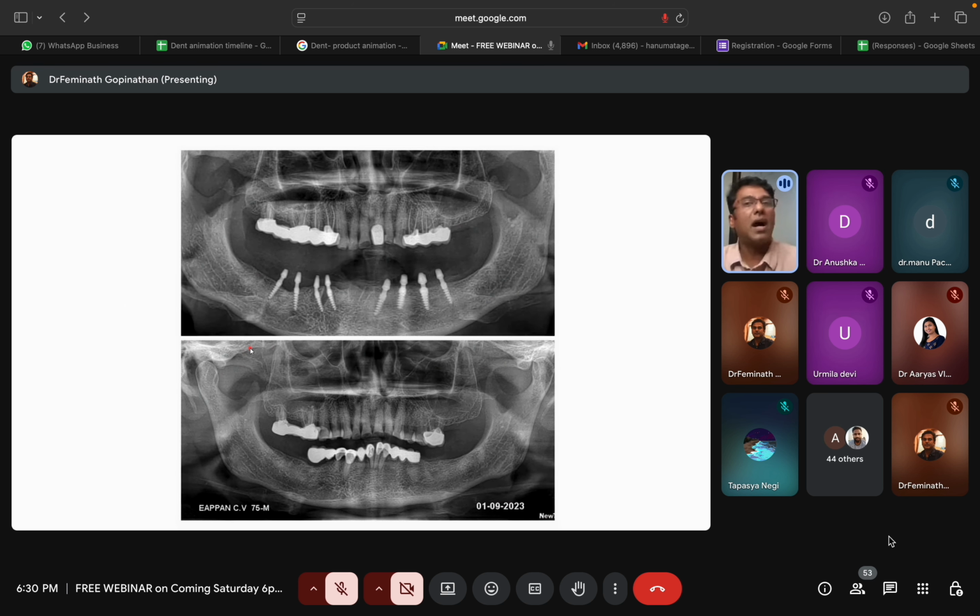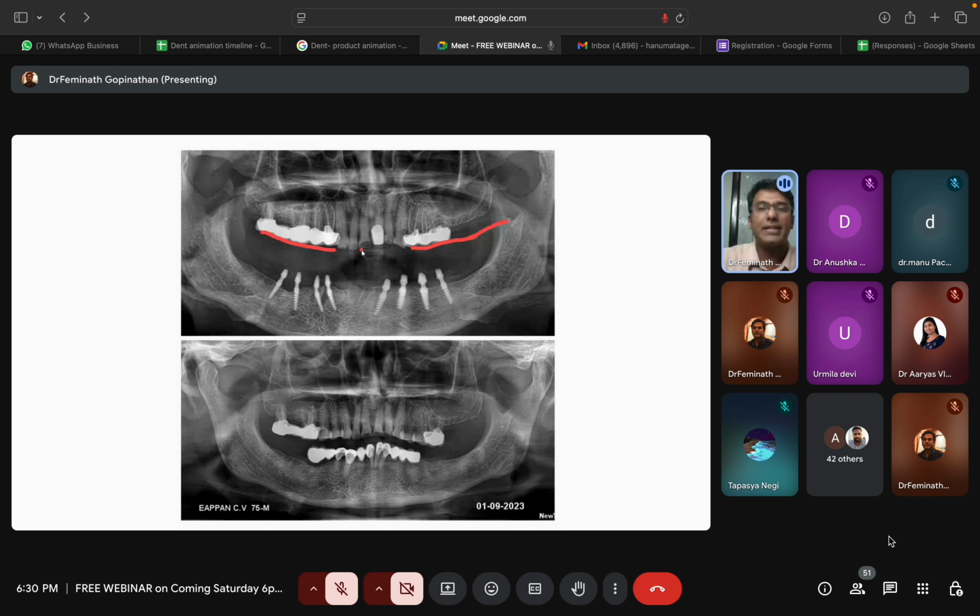Now see how this plane has been corrected. You see how this is coming in. How this plane is going. See this. So it almost, and this was the original condition. We have corrected the entire plane like this, and then rehabilitated it.